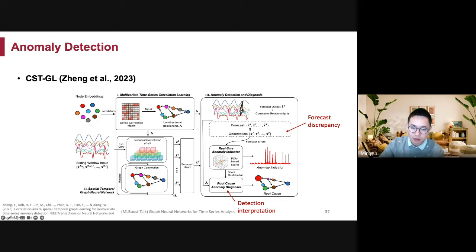And after that, based on the score contributions, we could also design a mechanism, for example, in this case, root cause anomaly diagnosis. We have these modules to give you some reasons why we think this time series, this variable, is abnormal. So this could be some interpretation modules here. So that is the GSTGL.